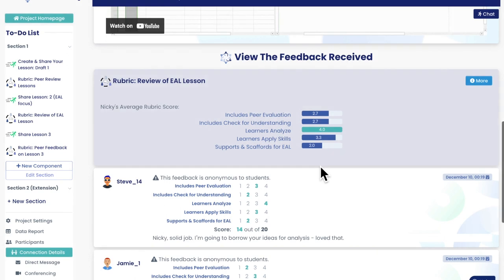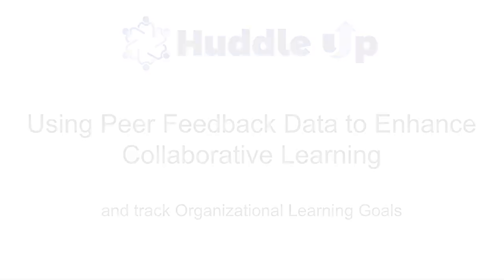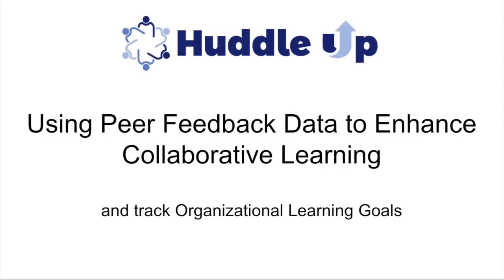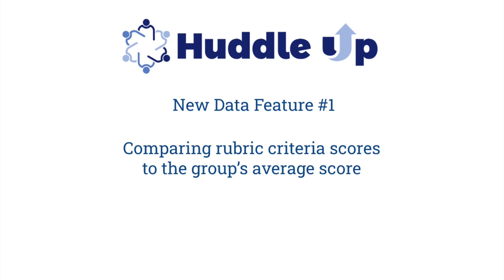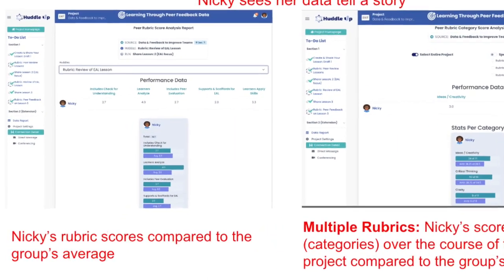Now, we kept hearing from organizations who wanted to leverage this data to tell a more robust story about their organization's learning. And we want to give a special shout out to Valparaiso University, who helped collaborate with us to add these 2 new features. With these additions, we can now give any organization and every learner within it a deeper, data-rich story about their learning. The first feature allows each learner to compare their average rubric scores to those scores received by their peers.